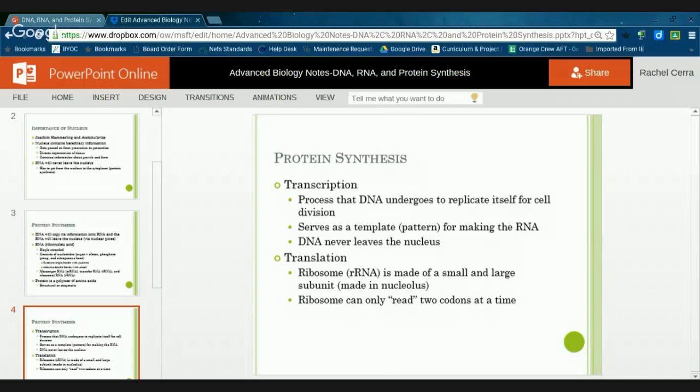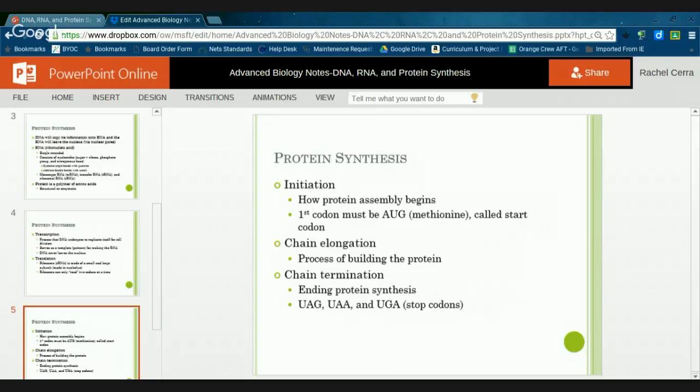Okay, so I'm gonna fly through this one too here, but there's 3 main parts in translation, which is initiation, then you go into chain elongation, finally you have chain termination. Okay, so with your initiation, this is how your protein starts being built. Your start codon is read. Methionine, the amino acid, is brought in.